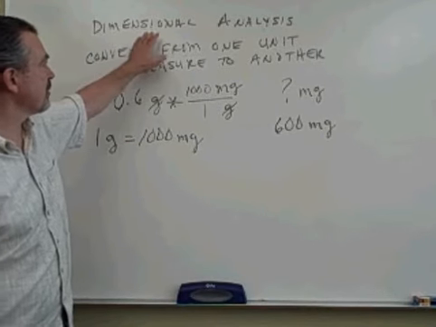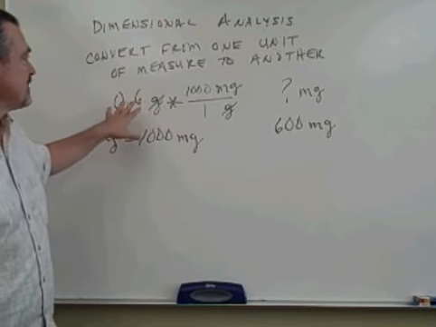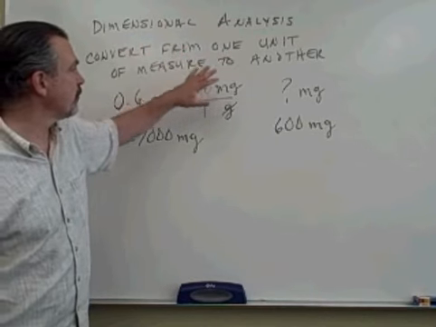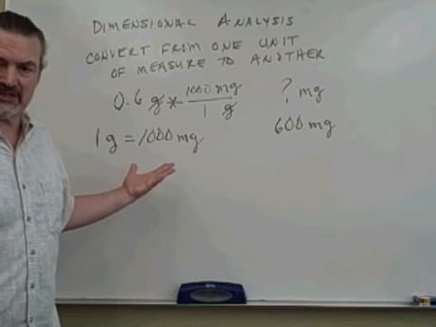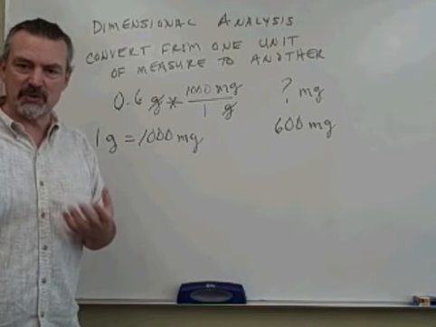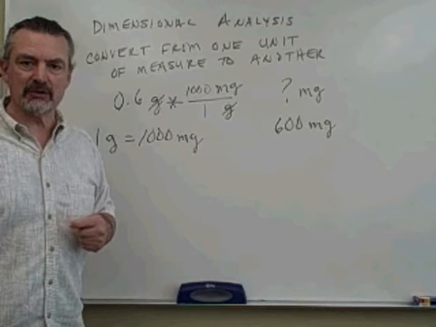So this process, called dimensional analysis, is the process we use to convert from one unit of measure to another. And this is what we're going to be doing extensively in this class as we study calculating medical dosages.